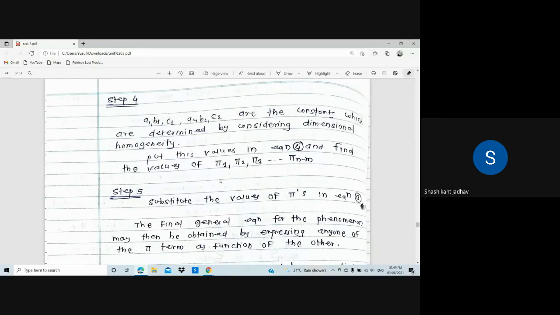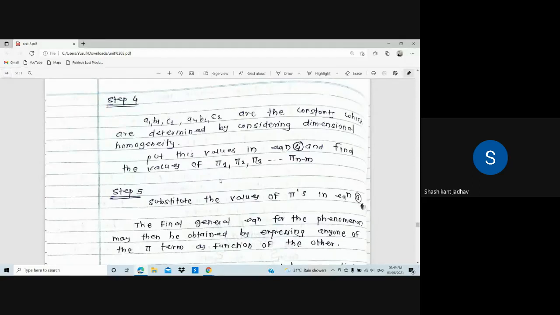Okay, how to calculate those constants: constants which are determined by considering dimensional homogeneity. So put next line: put these values in equation number 4 and find the values of pi 1 comma pi 2 comma pi 3 up to pi n minus m. Okay.